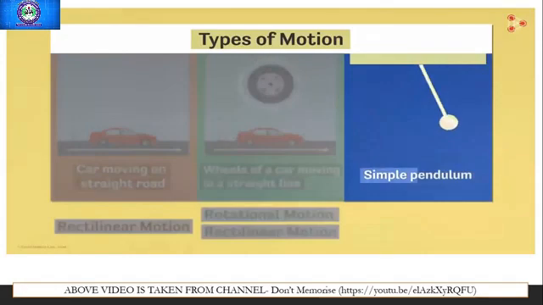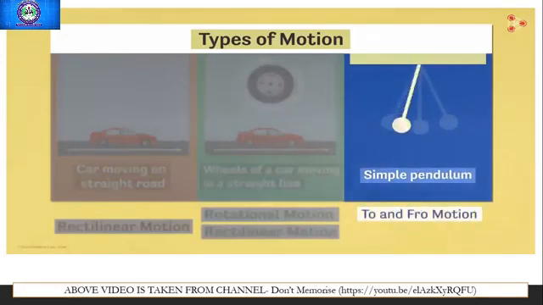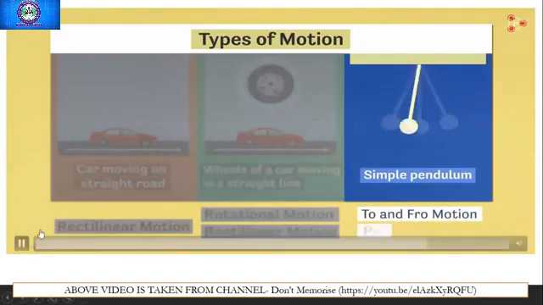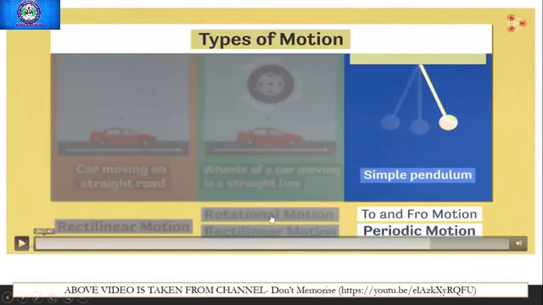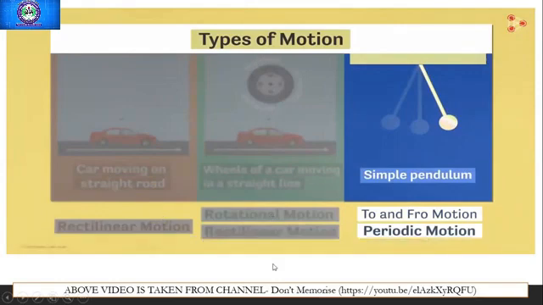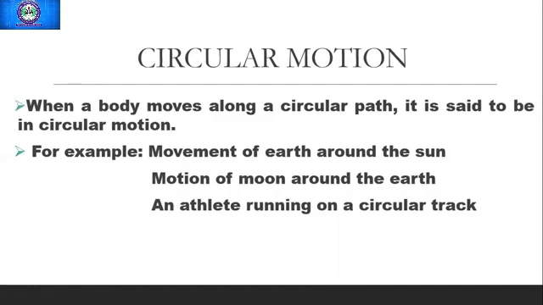We know that a simple pendulum performs to and fro motion. This to and fro motion repeats itself in equal intervals of time. So it's undergoing periodic motion. Right, so we have studied these types of motions. Now let us revise what circular motion is.